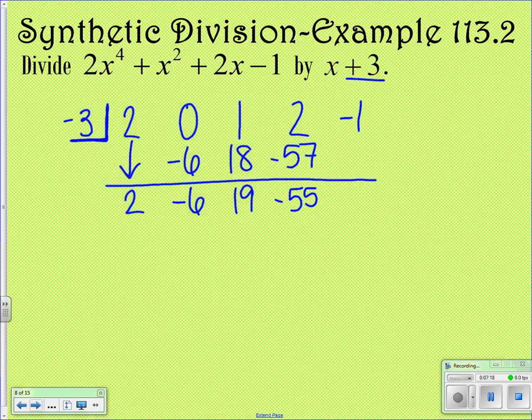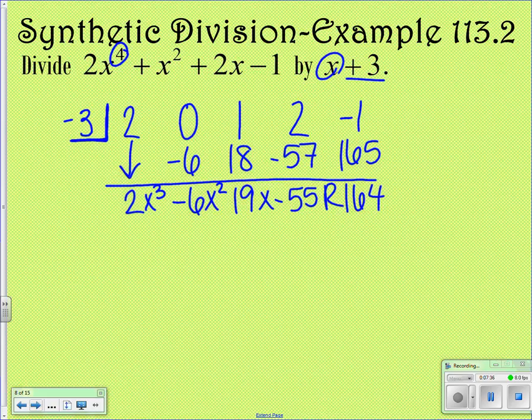And you're going to multiply -55 by -3. And you're going to get a positive 165. And then you add those to get 164. So we started out with x to the 4th, and we divided by an x. So we're going to be left with x to the 3rd, and then we'll have an x squared, and then an x, and then we have our remainder. And I put the r just so that I put something in between every set of numbers.